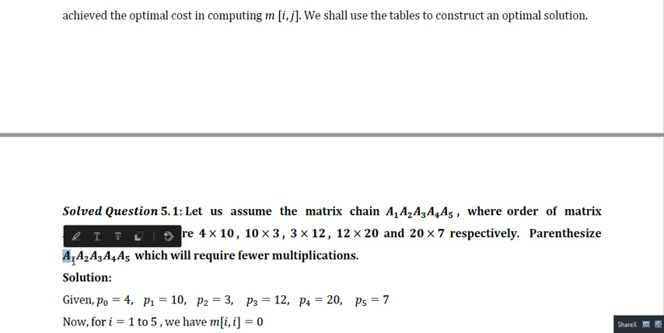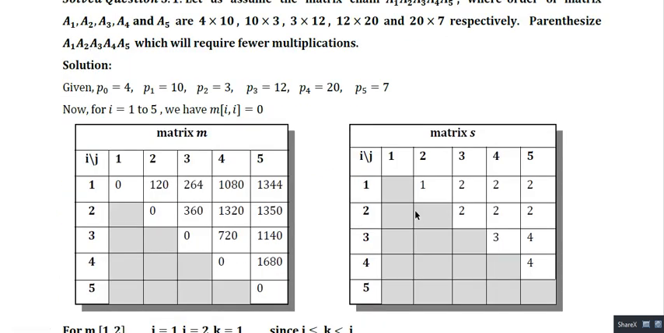The dimension or the order of these matrices is P0 cross P1, P1 cross P2, and so on. So we can say P0 is 4, P1 is 10, P2 is 3, P3 is 12, P4 is 20, and P5 is 7. Initially I have given the whole solution here, so assume that these things are empty. Don't place any value here, just put dashes everywhere, and omit all these values here also.